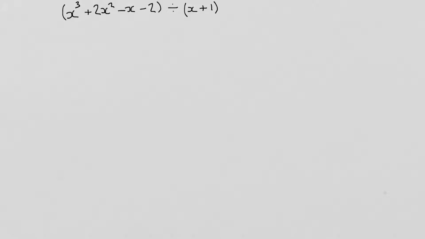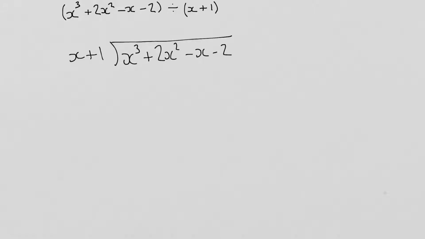So here we go, let's go. The function that we've got there, the x cubed plus 2x squared minus x minus 2, is going to go into a bus stop method, similar to what you have lower down the school when you're working with purely numbers and no algebra. And the x plus 1 will go onto the outside here like that.